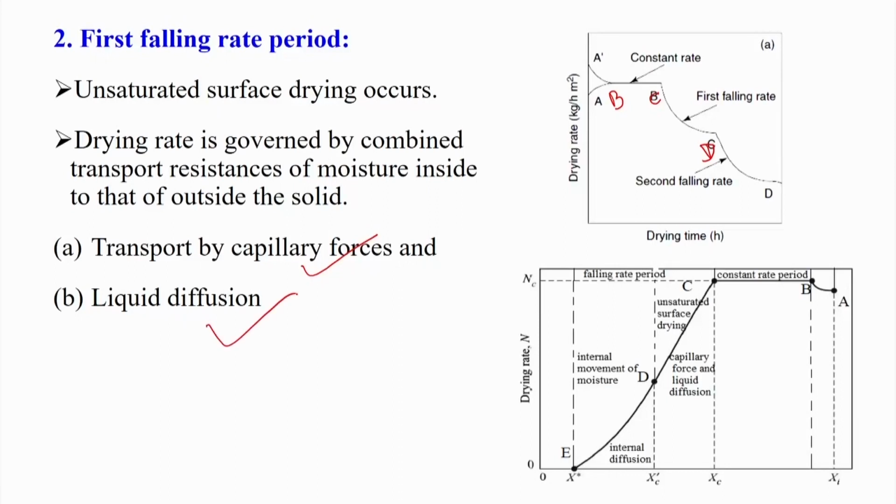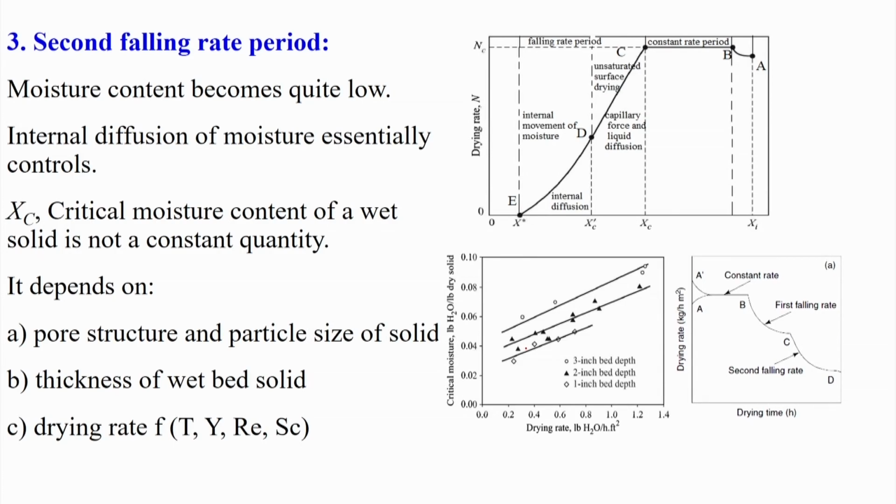The drying rate is governed by the combined transport resistance of the moisture inside and outside of the solid. In the first falling rate period, transport by capillary force and liquid diffusion both take place, from C to D. It is expressed in terms of drying time and moisture content. Then the second falling rate period.